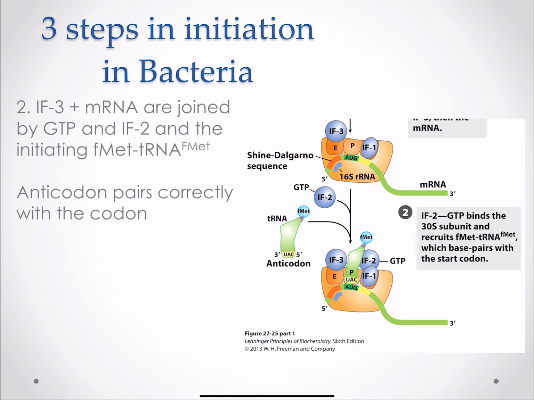So in the second part, you're going to have initiation factor 3 and messenger RNA joined by your GTP. Here you have your initiation factor 2 that is going to bring in GTP, and this is going to bring in your transfer RNA with the anticodon that is, of course, pairing with the codon. The anticodon has to pair correctly. And this is, of course, bound to that formyl methionine, so that's that first initiation.